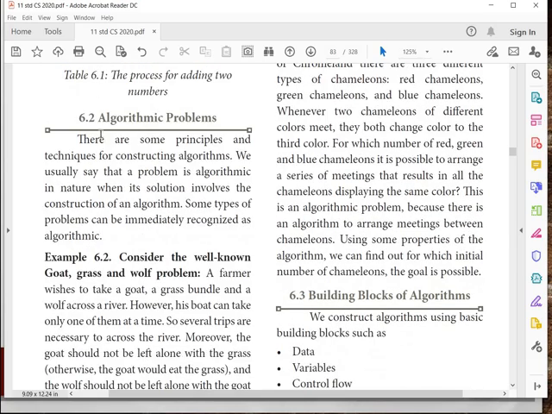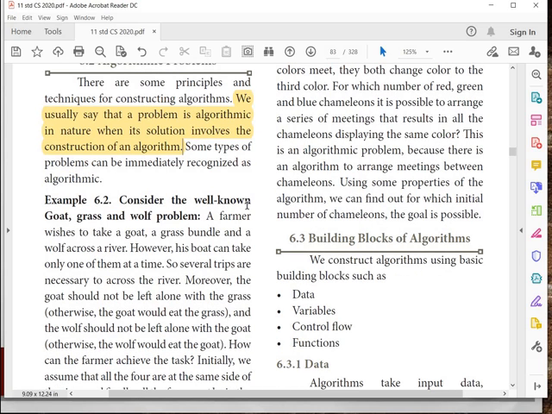Then, algorithmic problem. There are some principles and techniques for constructing algorithms. We usually say that a problem is algorithmic in nature when its solution involves the construction of an algorithm. That means if a question has a solution with proper steps, then it is said to be algorithmic in nature. Some types of problems can be immediately recognized as algorithmic.